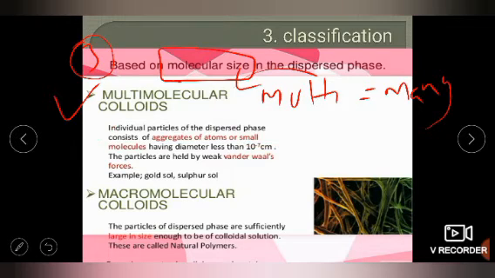The particles are held by weak van der Waals forces. Examples, gold sol, sulfur sol. Examples you need to keep in mind. Macromolecule, macro means big.